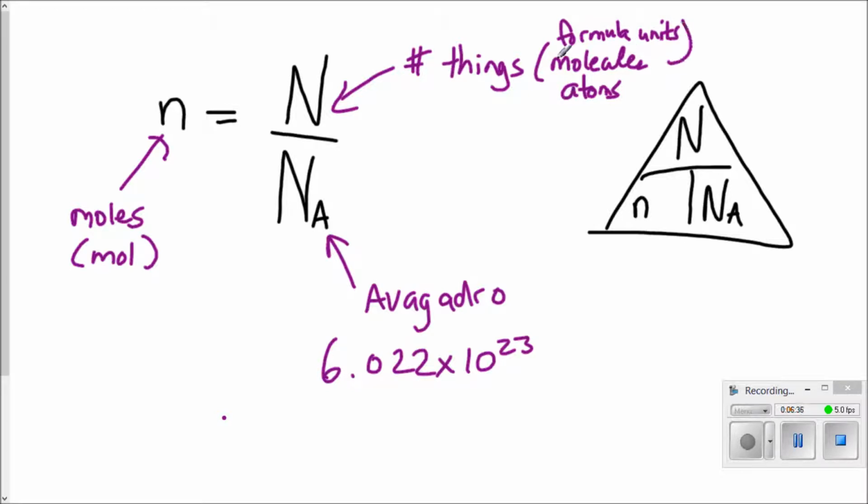So this is sort of our, we'll call it our dummy triangle. If you want to find n, you cover it up, and n is equal to N divided by Na. Or if you want to find this guy, you cover up these two, and Na is equal to N divided by n. Now, so let's continue.